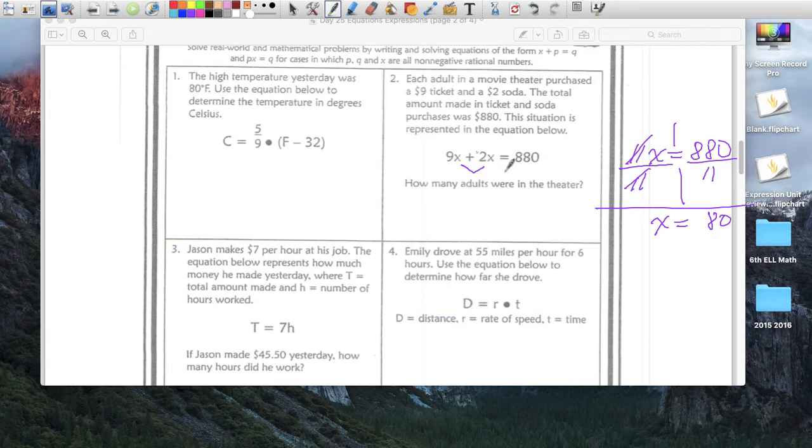So let's go back here to our equation and see if it works out. So I'm going to check. It would be 9 times 80 plus 2 times 80 equals 880. I don't know if that's true. 9 times 80 is 720. 2 times 80 is 160, and that is indeed 880 because this added together gives me 880. So I know my answer is right. As far as answering the question, how many adults were in the theater? Well, it was 80 adults.